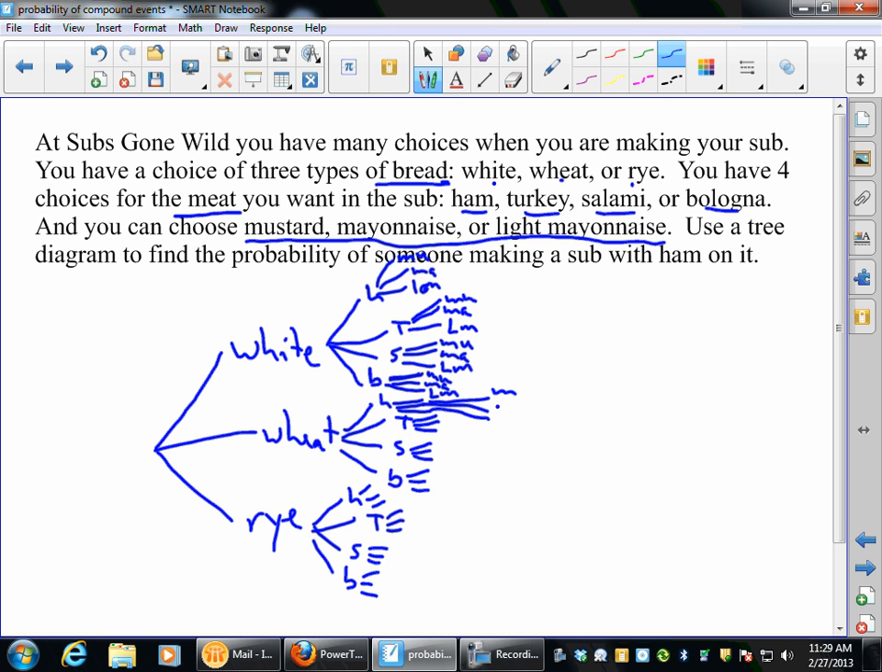For off that ham, mustard, mayonnaise, and light mayonnaise. Mustard, and it's the same over and over. That's why you can see I use abbreviations here. I don't want to write out mustard, mayonnaise, light mayonnaise every single time. That would take forever. And just two left.